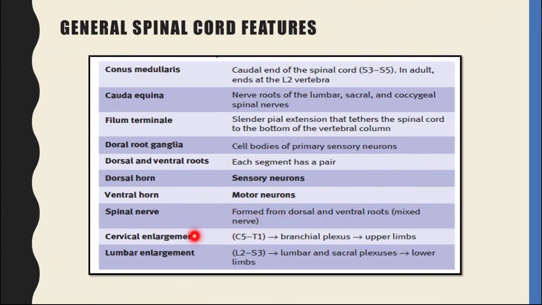Then we have read about the cervical enlargement, C5 to T1, that forms the brachial plexus that supplies the upper limb. Similarly, the lumbar enlargement is from L2 to S3, and this forms the lumbar and sacral plexus, or lumbosacral plexus, which innervates the lower limbs.